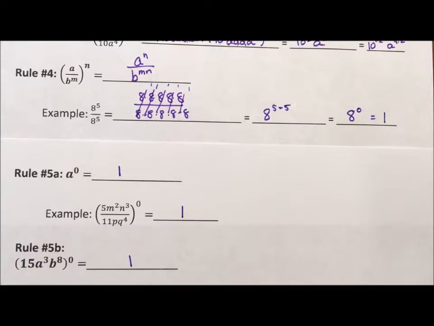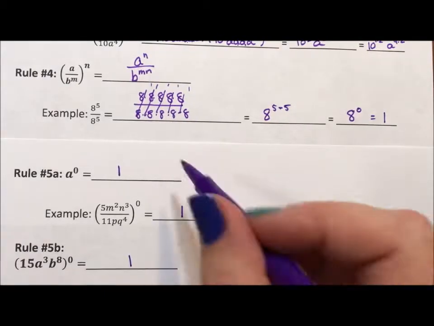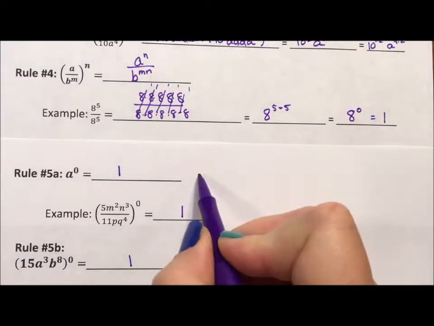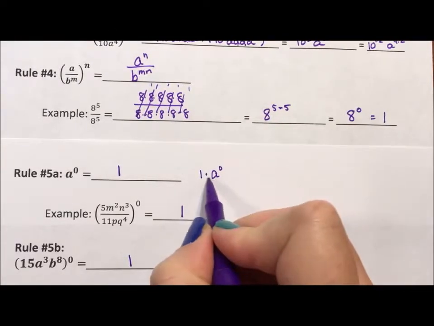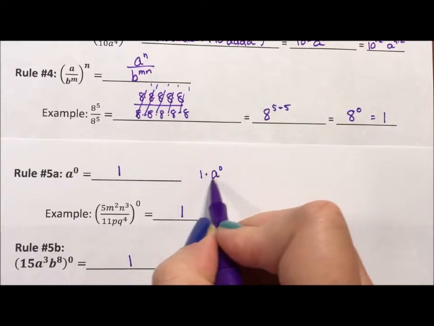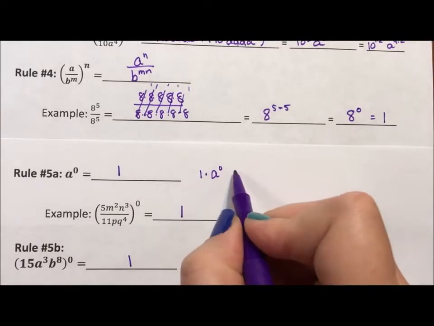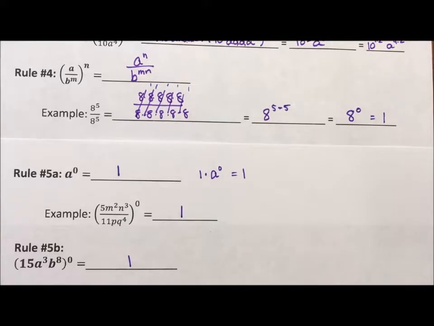Because you have to remember that what's really happening is you're dividing something by itself, or you can think of this as 1 times a to the 0, because there's always an implied 1 there. Well, you're taking 1 and multiplying it, your counter says there are no a's, and so that just equals 1.